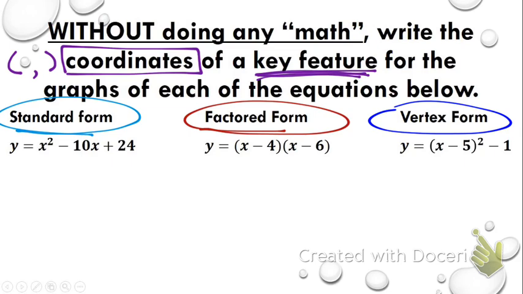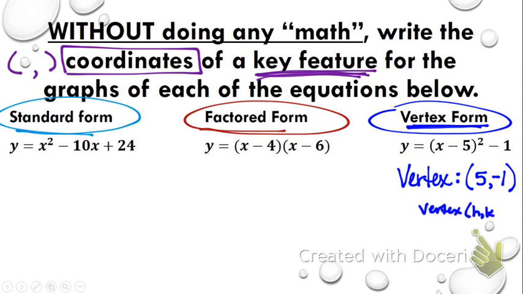Let's do one of them together. Let's look at vertex form. Vertex form tells me about what key feature? The vertex. Where would the ordered pair be for the vertex? Where could I find the vertex of this graph? 5 and 8. H and K, so 5 and negative 1. I was wrong. Because remember, your vertex is HK.